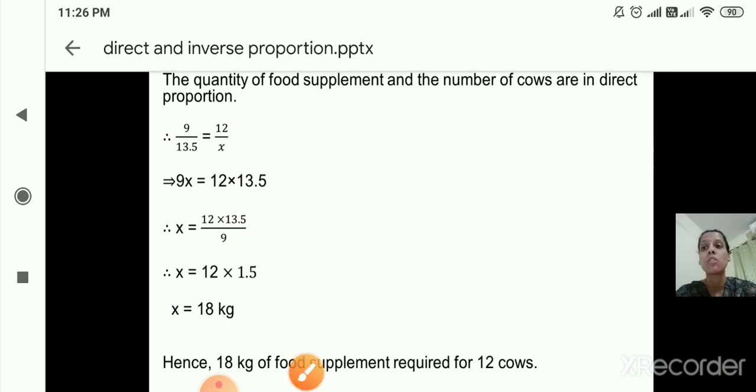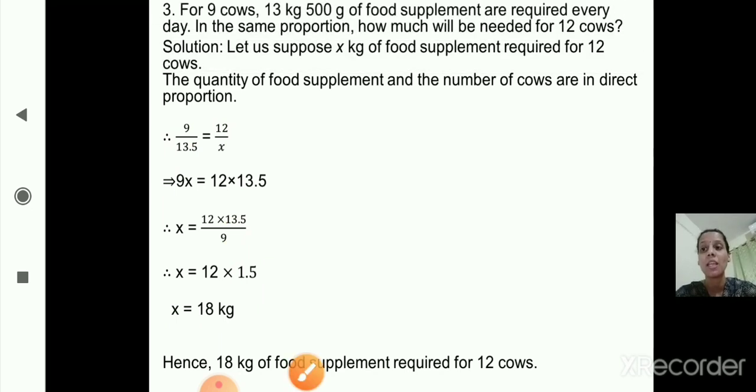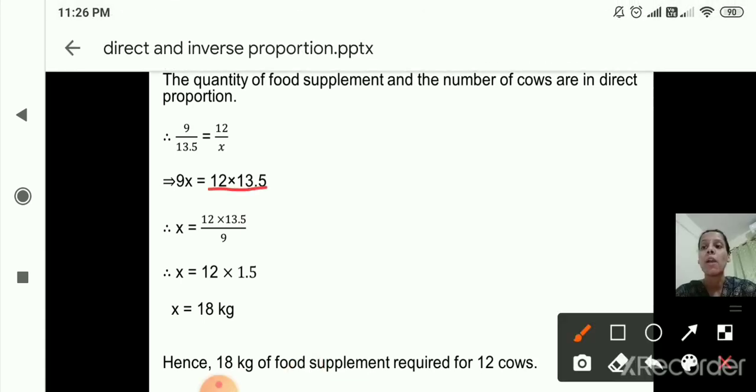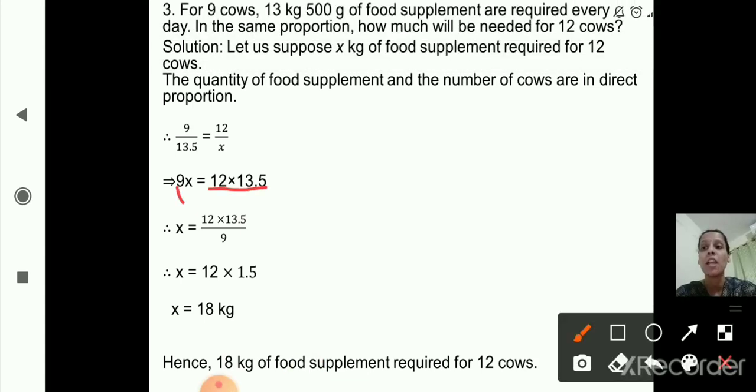So 9 multiplied by x, that is 9x, is equal to 12 into 13.5. As we have to find the value of x, this 9 will go to the other side, so it becomes divide. So 12 into 13.5 divided by 9. We can cancel 13.5 by 9, so we got 1.5. So 12 multiplied by 1.5 is 18 kg. I hope we are clear with this answer.